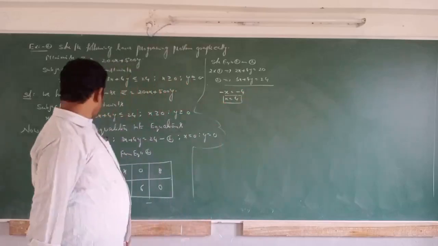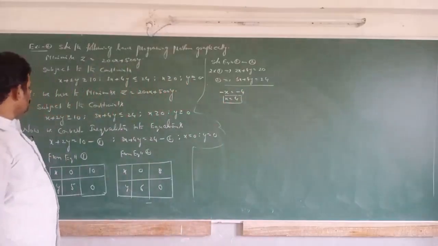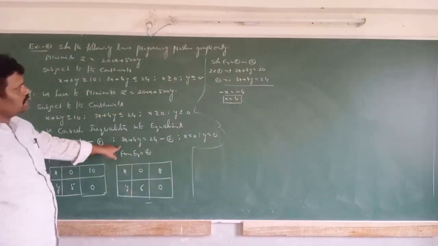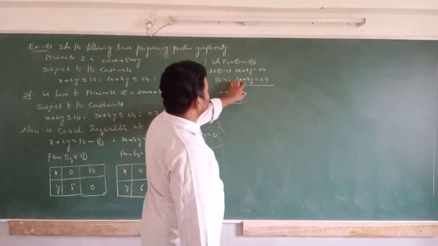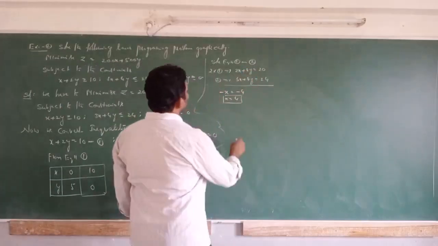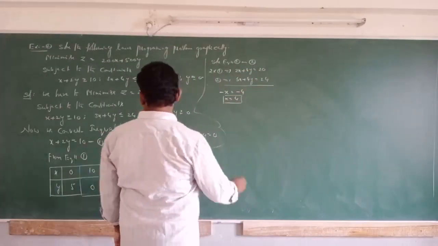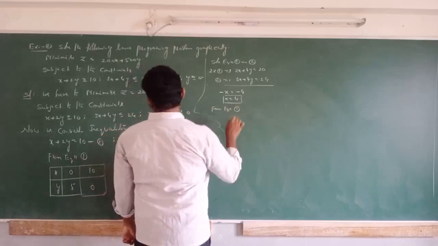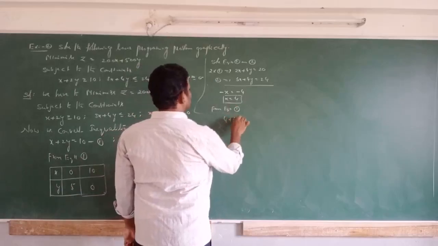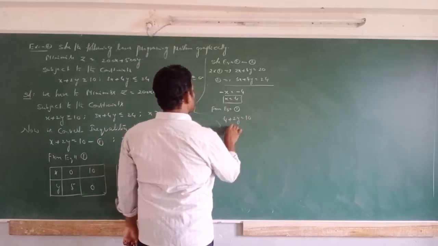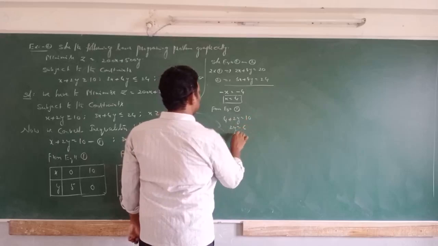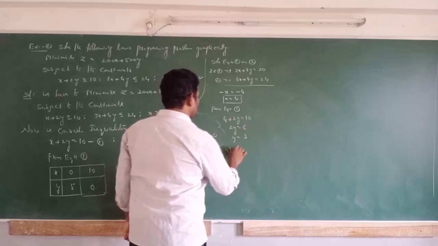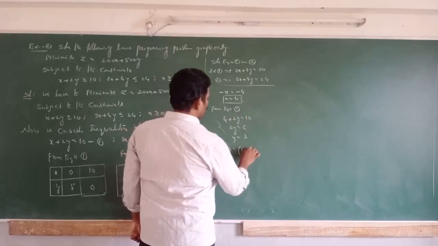Okay now, to simplify, first we multiply by 2: 2x plus 4y is equal to 20, and 3x plus 4y is equal to 24. Subtraction, cancellation, minus x is equal to minus 4, x is equal to 4. Then y from equation 1: 4 plus 2y is equal to 10, 2y is equal to 6, y is equal to 3. Then the common point is (4, 3).